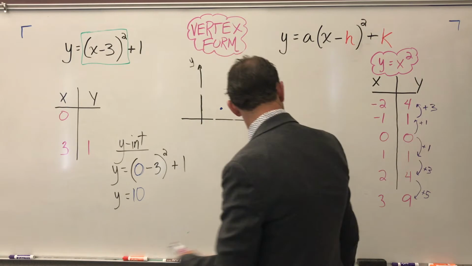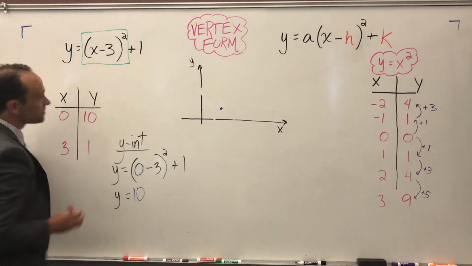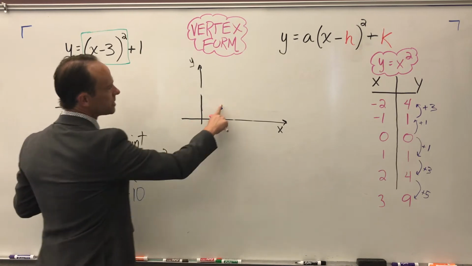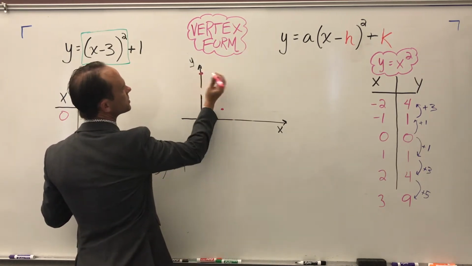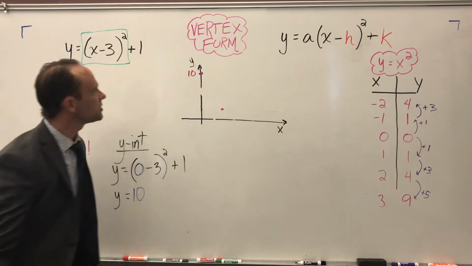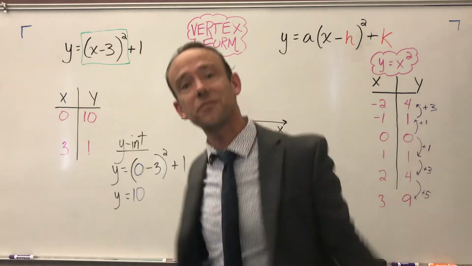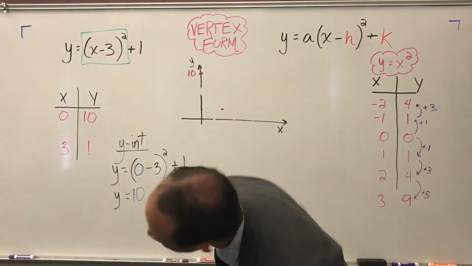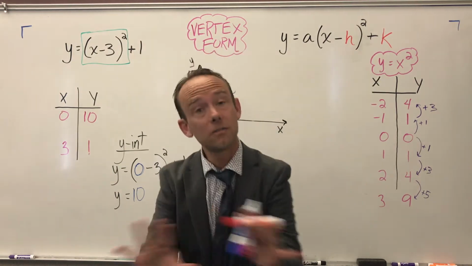There it is. Okay, so now I'm going to go here, and that's at 10. I'm going to use pink actually. I'm just going to put it up here. That's close enough. We'll just say that's 10. I know it's not perfect. Now what we want to do is take advantage of the beautiful symmetry of a parabola.